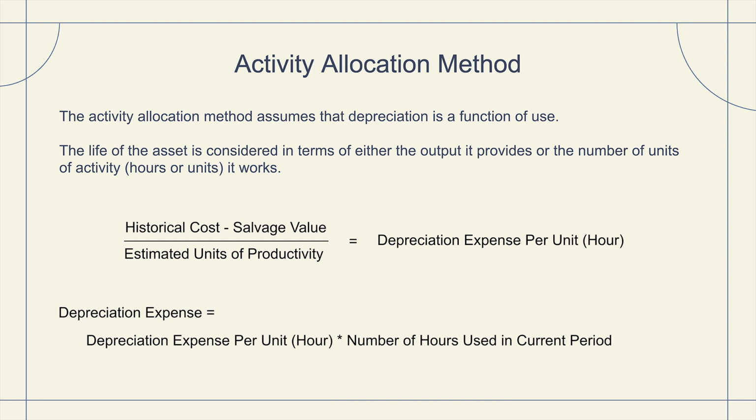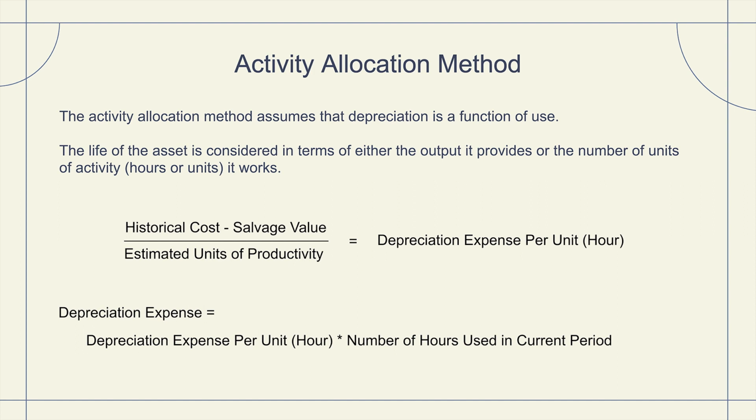This is fundamentally the straight-line method. However, you'll notice that the denominator is a different per-unit basis. Perhaps the most logical way to allocate an asset's cost to the period of an asset's use is to measure the asset's usefulness in terms of its productivity, either in terms of hours or units. The most common activity-based method is, in fact, called units of production.